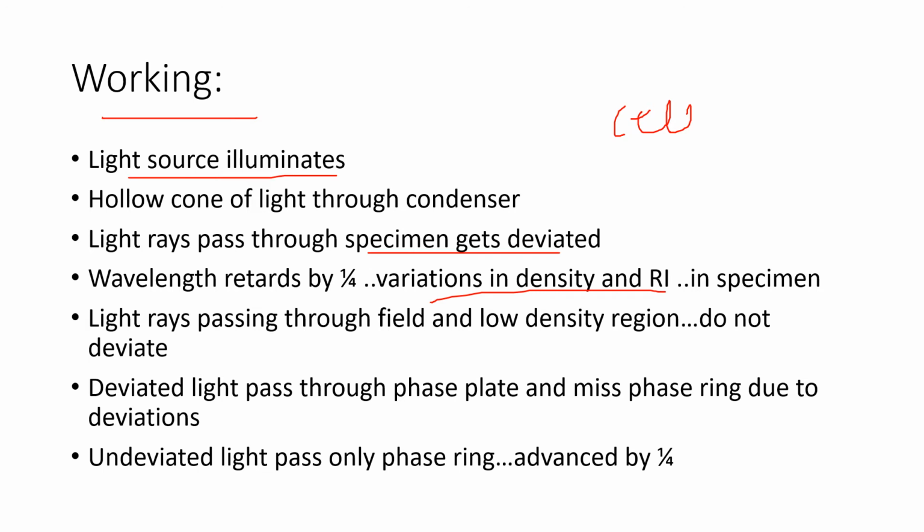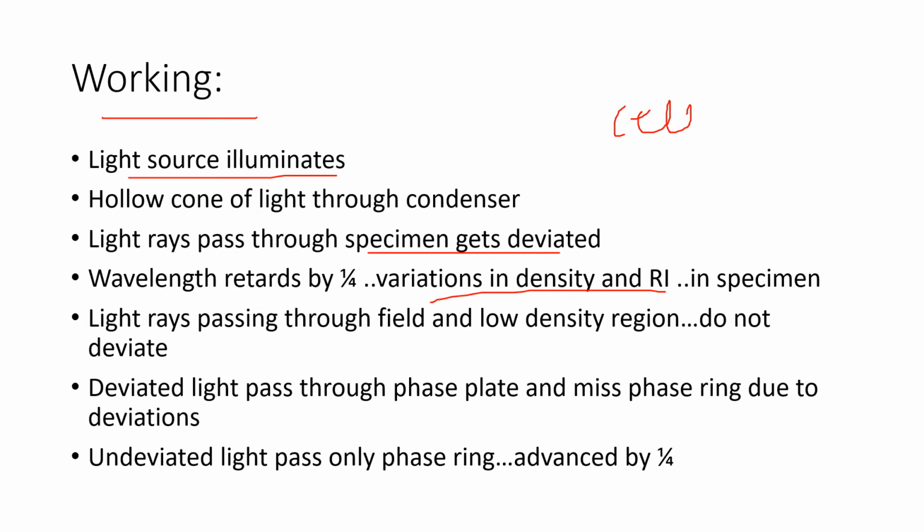Variations in density and refractive index in the specimen. Why are there these variations? These variations are due to the cytoplasm, nucleoplasm, mitochondrial cell plasm, mitochondrial cell membrane, and nuclear cell membrane. All these structures have their own refractive index and their own variations.